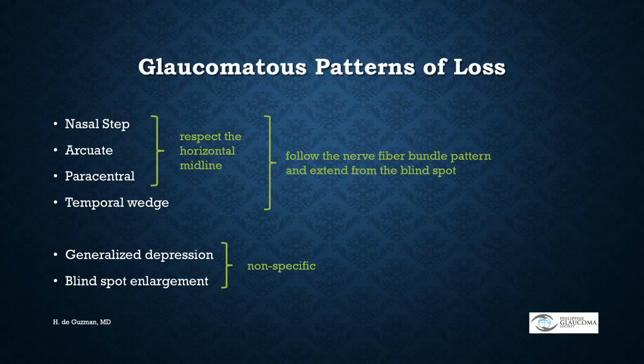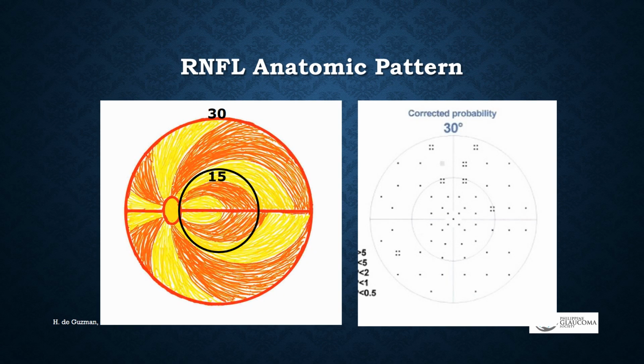There are 4 patterns of visual field loss that are specific to glaucoma that follow the nerve fiber bundle pattern and extend from the blind spot. And 3 of these, except for the temporal wedge, also respect the horizontal midline. Generalized depression and blind spot enlargement can also be seen in glaucoma, but they are not specific for glaucoma and can be seen in other eye conditions. We have to keep the RNFL anatomic pattern in mind whenever we are interpreting visual field results.